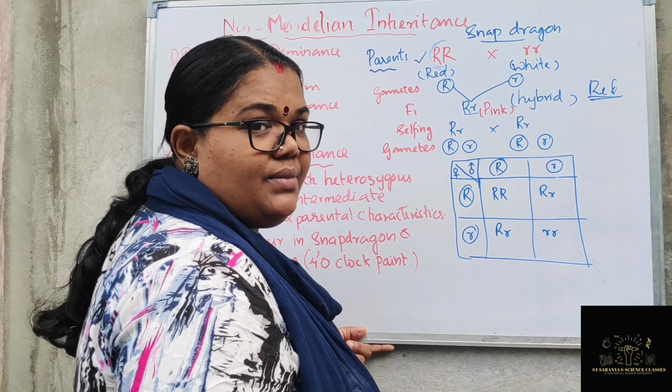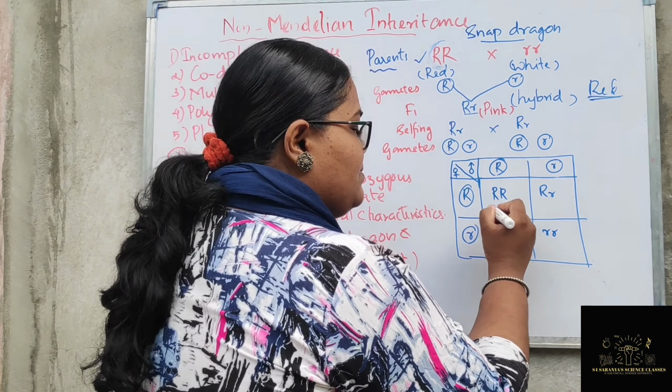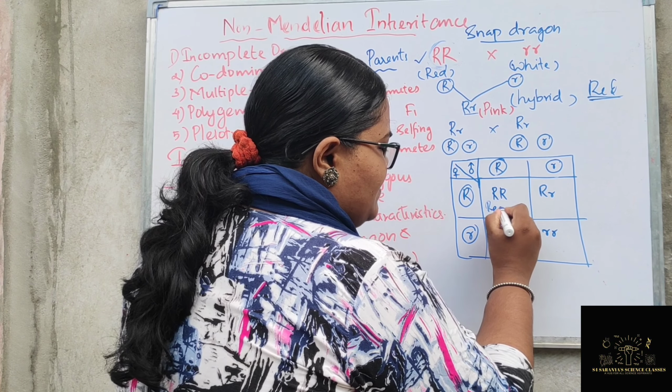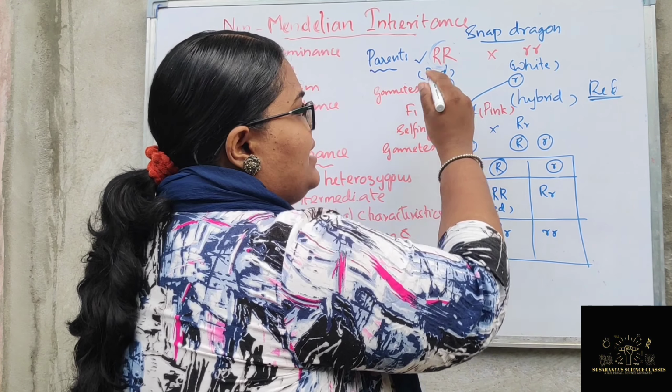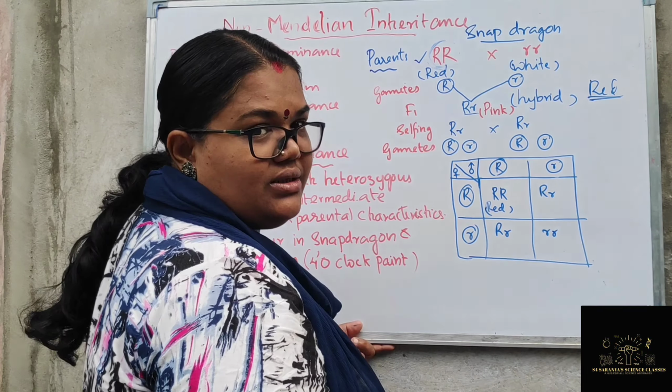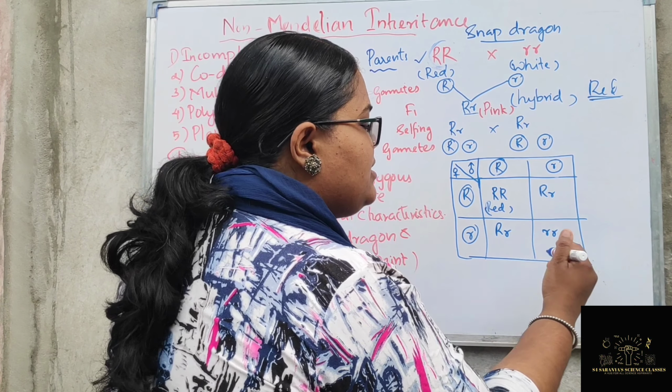What will be the phenotype? Expected phenotype is that this must be red. Obviously this must be red. Why? These are the dominant one. Both alleles same, then it must be red. And what about this one? This must be white.